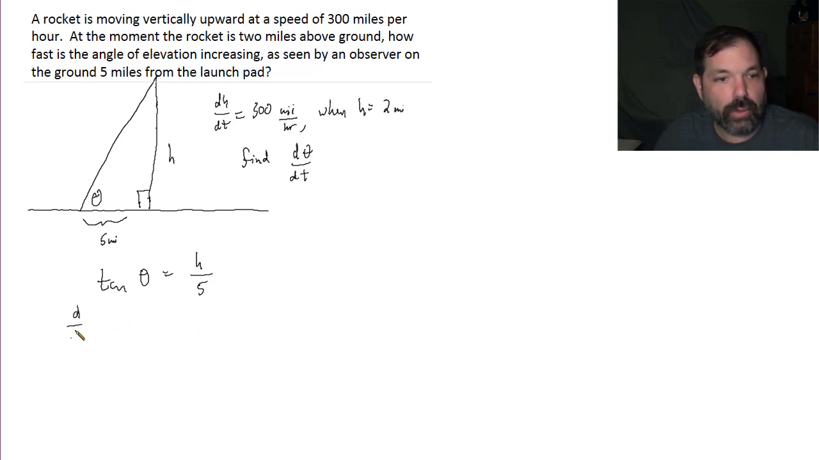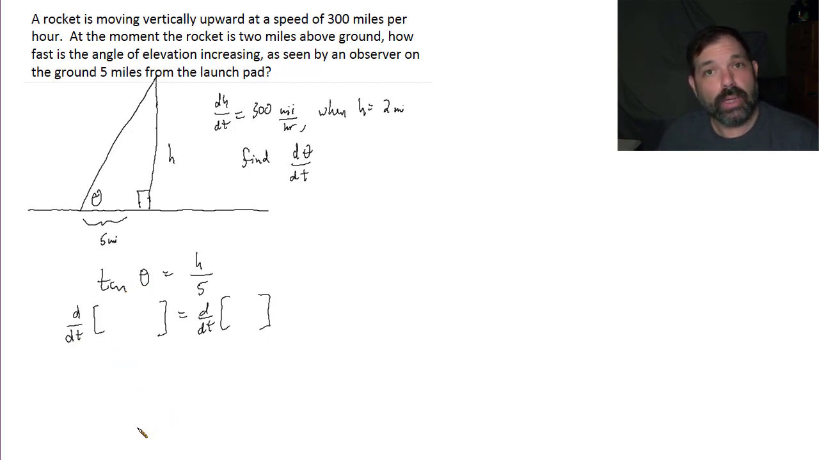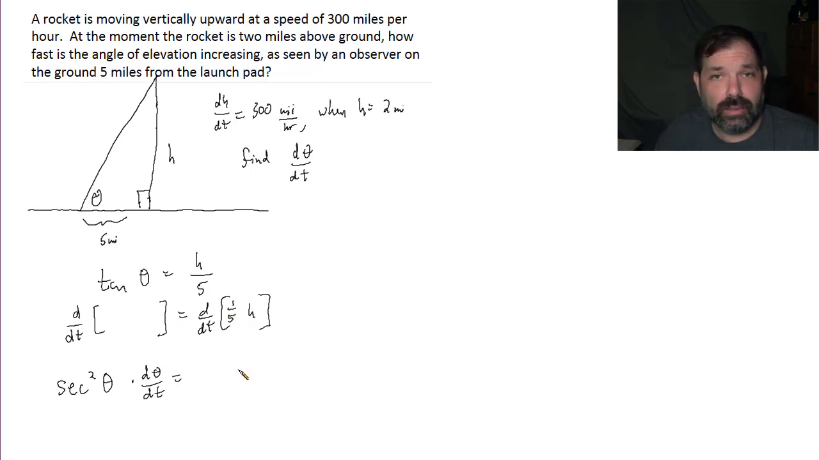Let's calculate the differentials, d/dt of both sides. All right, differentiating with respect to t, tangent theta. Applying the chain rule, secant squared theta times dθ/dt. Now, h over 5, that's the same as 1/5 h. I am not going to apply the quotient rule here because the 1/5 is a constant. So I have 1/5 times dh/dt.